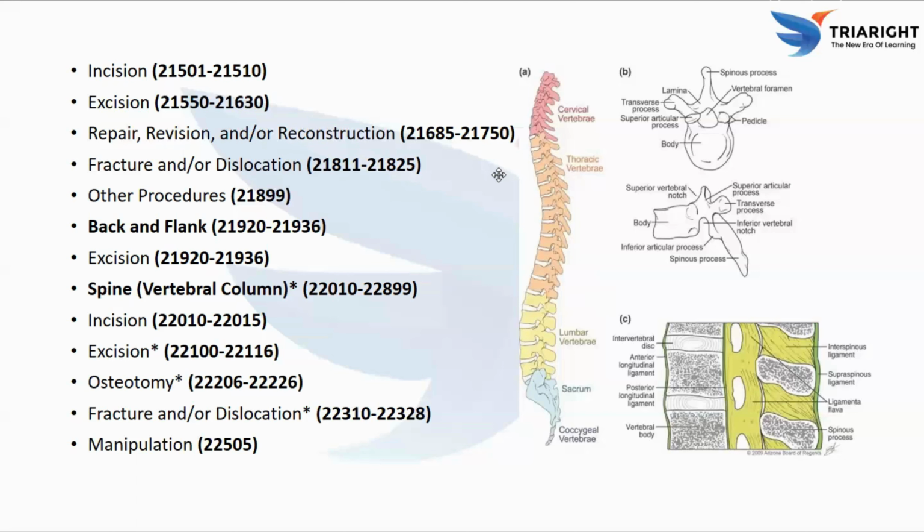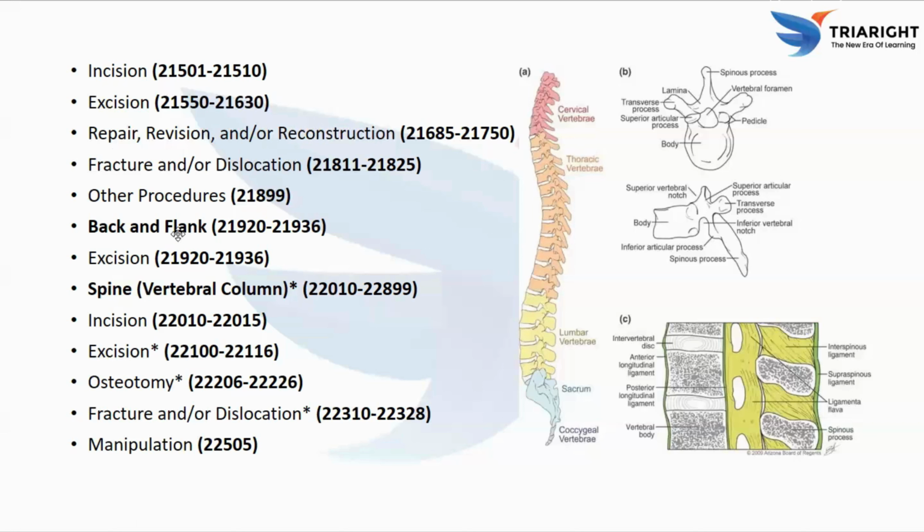And repair, revision, and/or reconstruction. It is fixing or rebuilding damaged tissues, often after trauma or surgery. The code ranges are 21,685 to 21,750. Example, reconstruction of a chest wall defect. And next is fracture and/or dislocation, 21,811 to 21,825 code ranges. What do we mean by fracture and/or dislocation? It's the treatment of rib or thoracic bone fractures. The other procedures are listed under 21,899, the procedures related to neck or thorax.